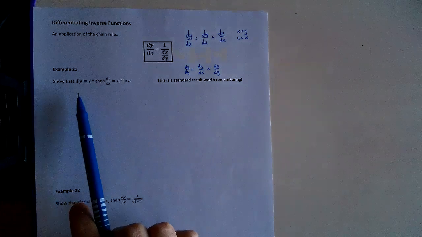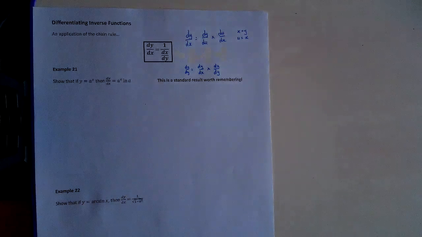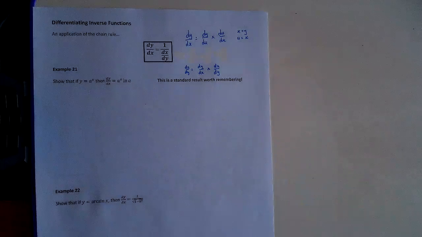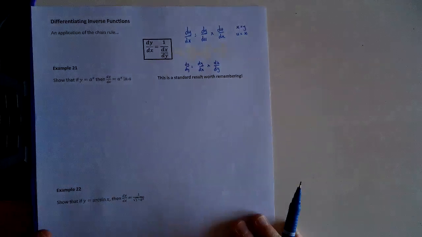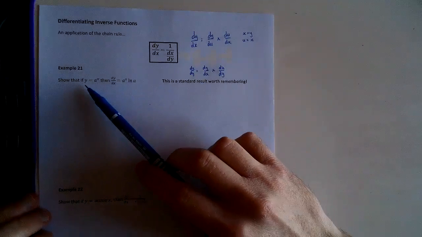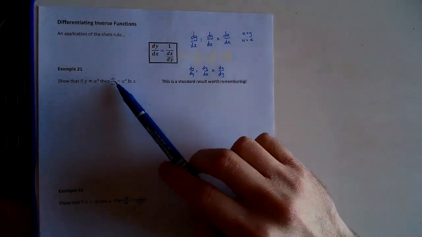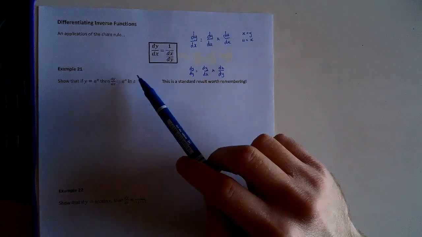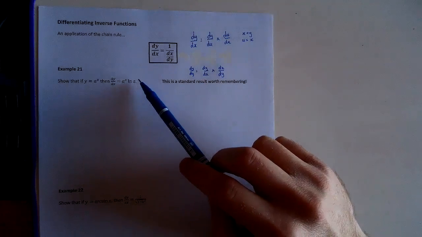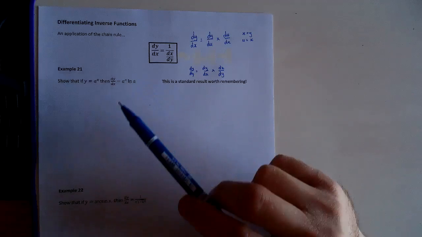So the first one here, if y equals a to the power x, then we want to show that dy by dx is a to the power x ln a. Now, this is an important thing, so try and remember it. You'll know that if y is e to the x, dy by dx is just e to the x. And that works because if a is e, ln e is just 1. So I just get e to the x.